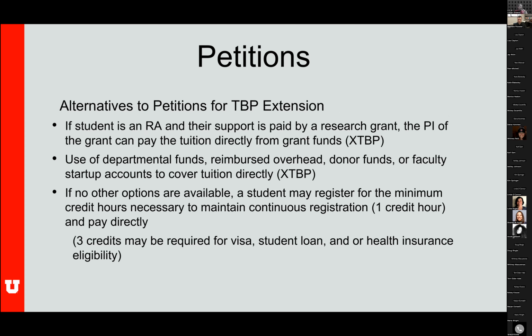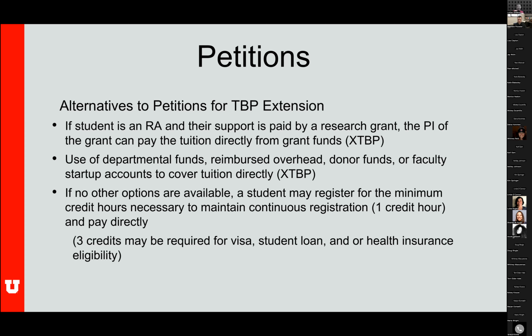Now, what's going to happen if a petition isn't possible, or maybe you're just looking for an alternative to a petition so that you don't need to go through the petition process with the student? XTBP is a great option, especially if they're an RA student that's already coming out of that F&A return to overhead and not hitting your allocation. Moving that to XTBP is very easy. Another is the use of departmental funds. This is kind of what I call the searching under the couch cushions for every quarter we can find option, where if we have other funds that we can move around or use as part of XTBP, that's a great option.